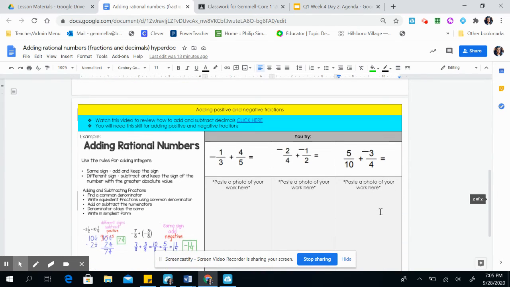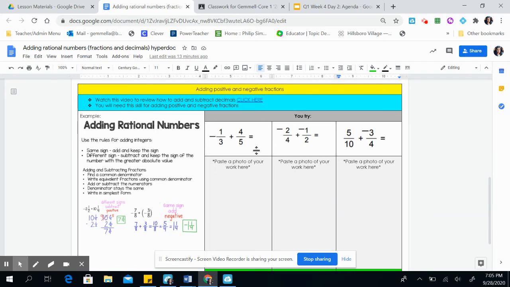Next, we can move on to adding positive and negative fractions. Again, you have a video for just a refresher on how to add and subtract fractions. Fix that, it should say fractions. Again, you're going to need that skill, and we're going to build upon it when we're talking about positive and negative fractions. Okay, so you're again going to use the same rule for adding integers, and we've talked about those before. But the only difference now is when adding and subtracting fractions.